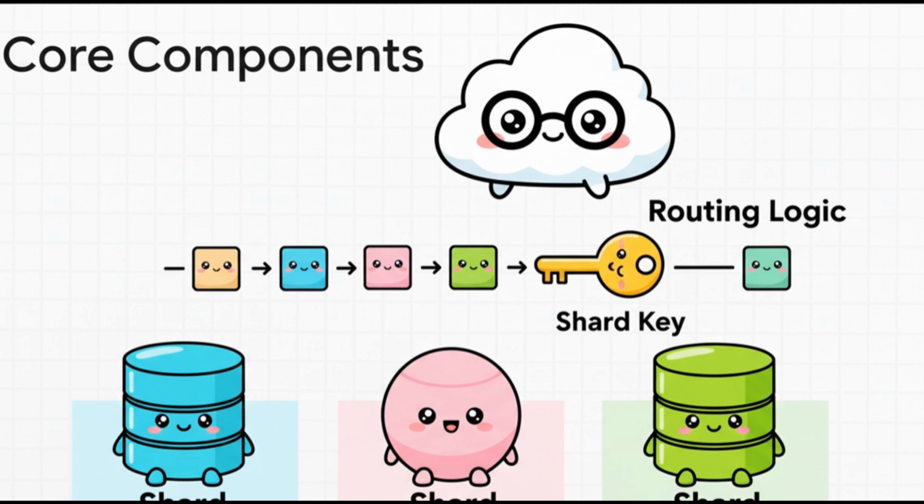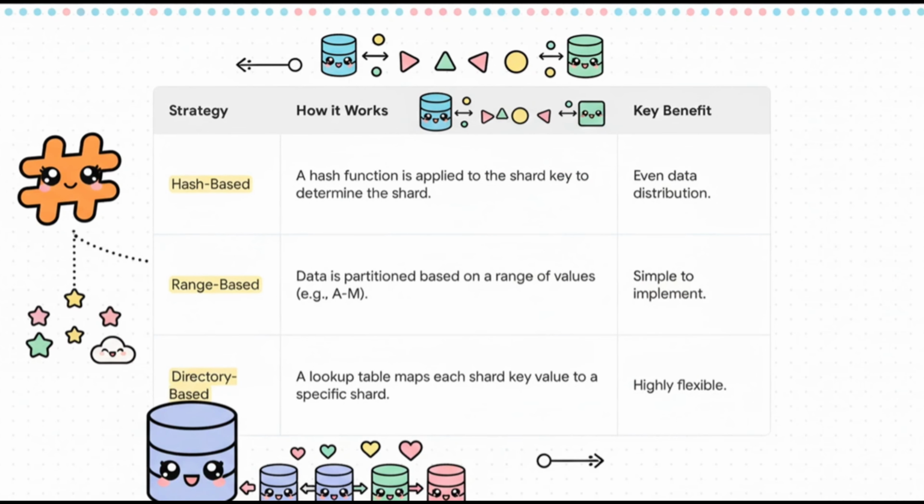And third, you have the routing logic. This is the brains of the operation that reads that zip code and makes sure the query goes to the right address. So, how does that routing logic decide where the data goes? Well, there are a few common strategies. You can use a hash-based approach, where you run the shard key through a math function to get an even split. Or you can do range-based, which is just like our A to M phone book example.